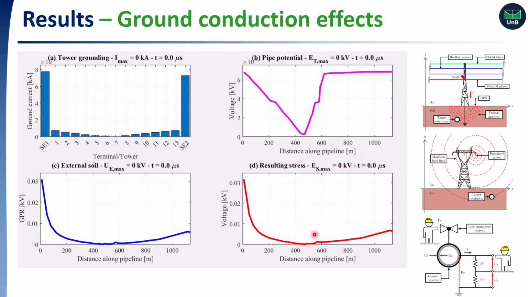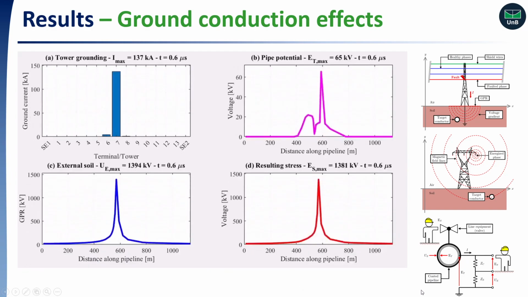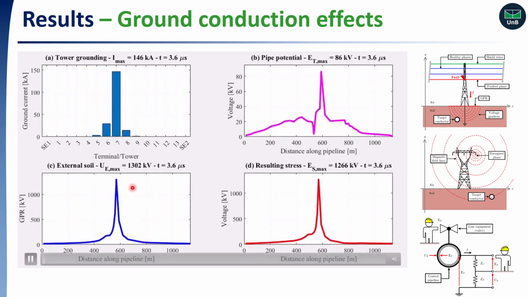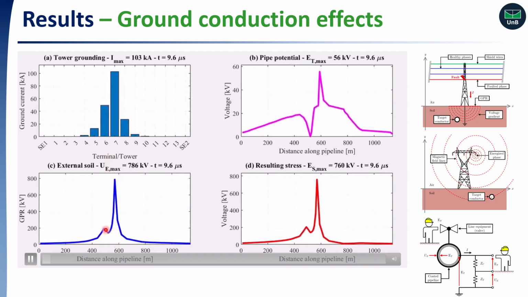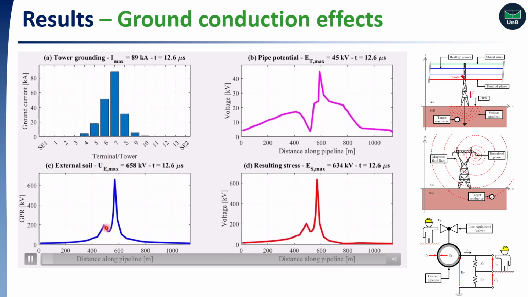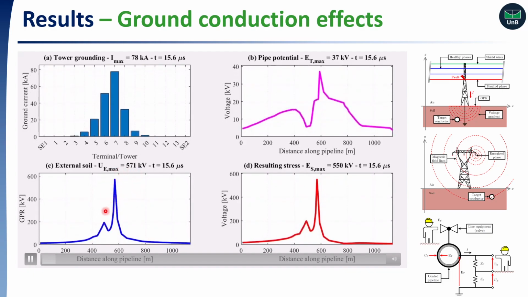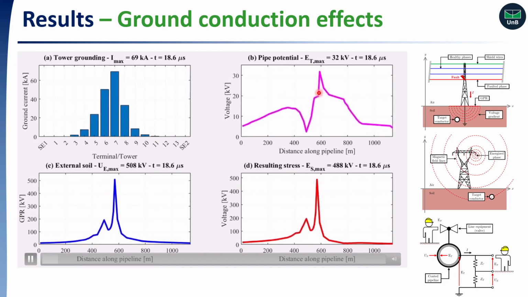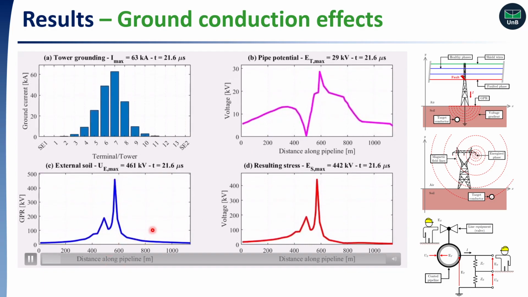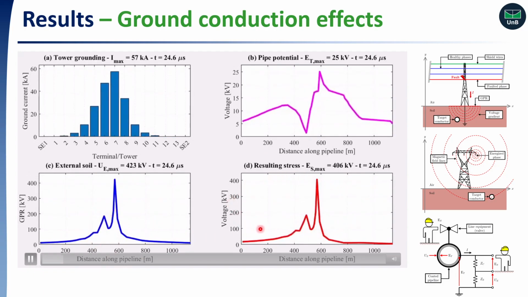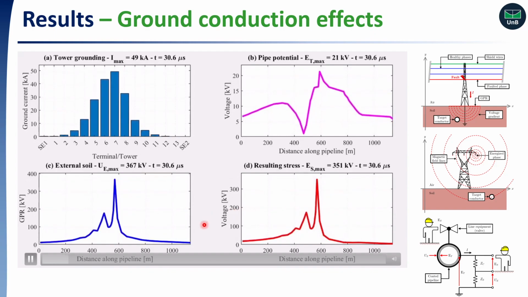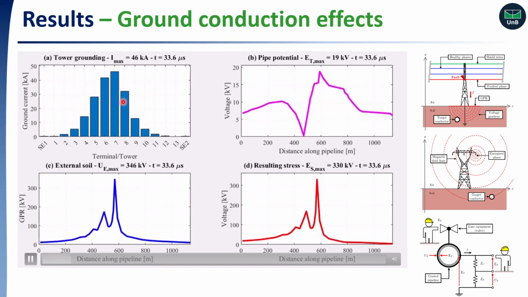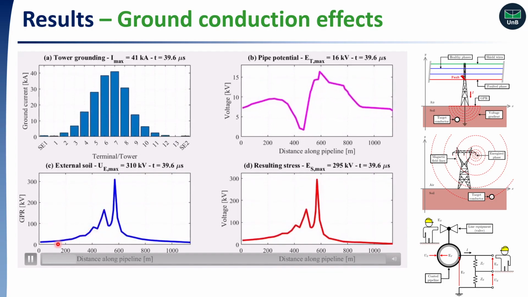And here we have the resulting stress. Let me play this now and see what happens. We can see that the GPR actually follows the trend of the ground currents and that spikes appear as the current flows. The GPR is considerably higher than the corresponding inductive component. Indeed, the GPR pattern drives the stress voltage outcome. And as the current wave propagates along the transmission line, new spikes emerge on the GPR profile.